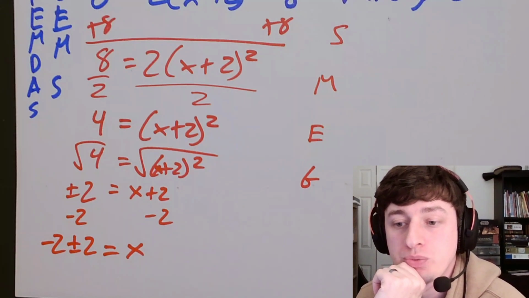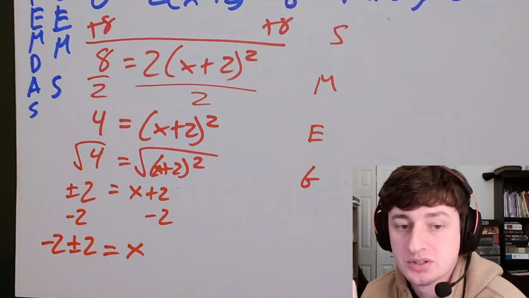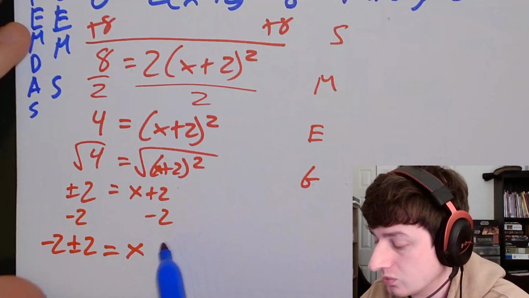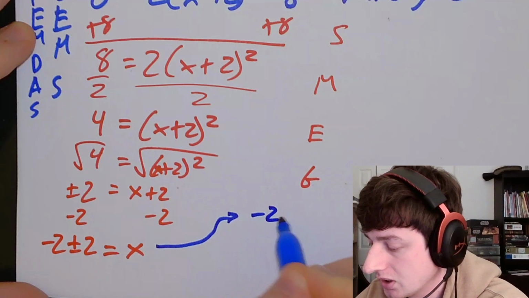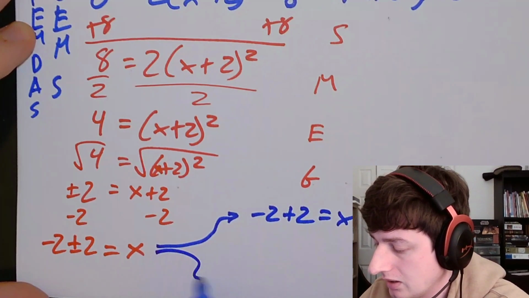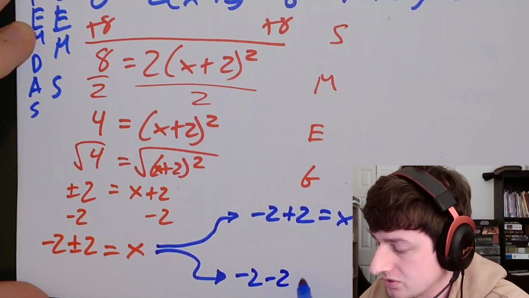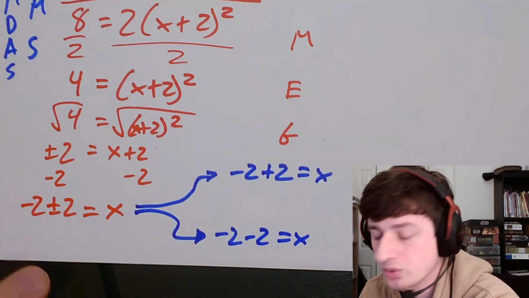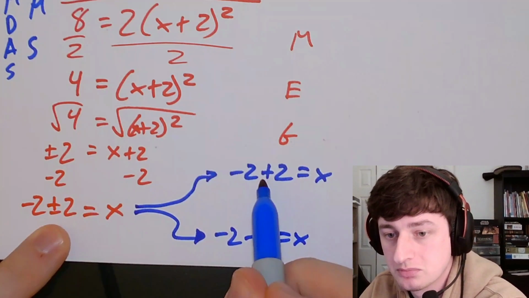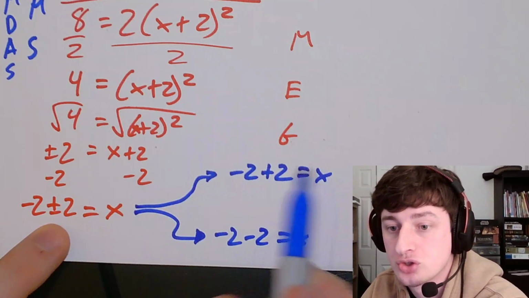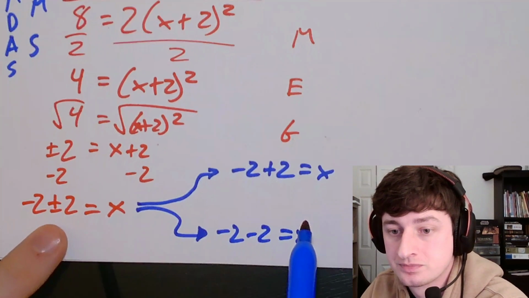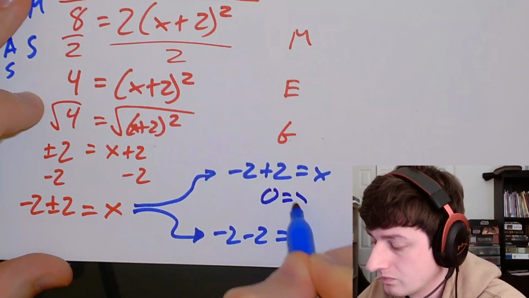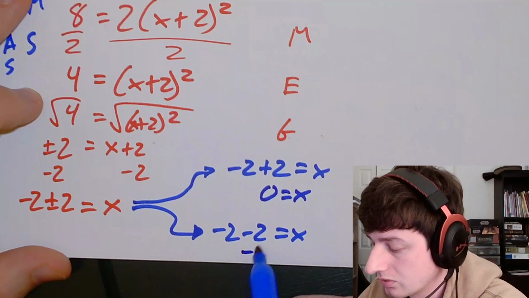That plus or minus 2 means that we have 2 solutions, and one of them means we add 2, and one of them means we subtract 2. So really, this is 2 problems. Negative 2 plus 2 equals x, and negative 2 minus 2 equals x. So we're taking this plus or minus, and we're turning it into addition and subtraction. So we're getting 2 answers. This just turns into 0. And this turns into negative 4.